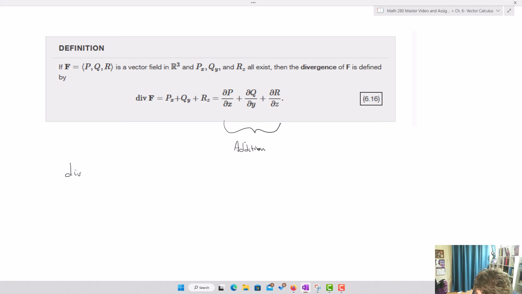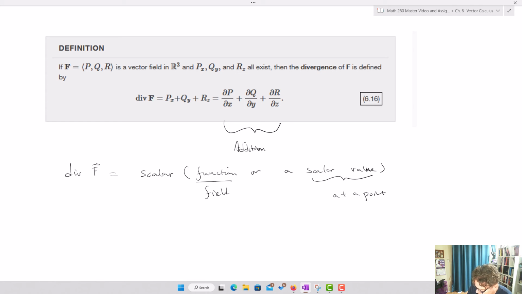So div f is a scalar, okay? It's a scalar, and what that means is that it either gives me a function or a scalar value. Now, when we evaluate it at a particular point, it's going to give us a scalar. It'll give us the actual divergence at that particular point, and we'll see that that's the case, all right? If, on the other hand, we just want to know in general the divergence of the vector field, that's when we're going to get our function, right?